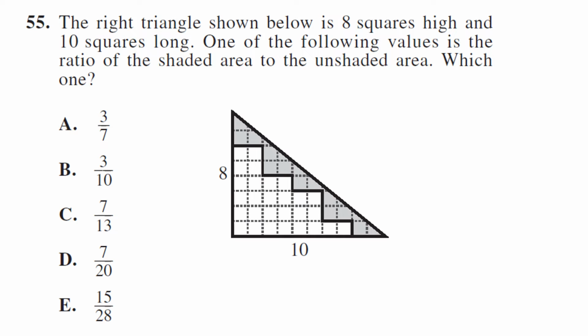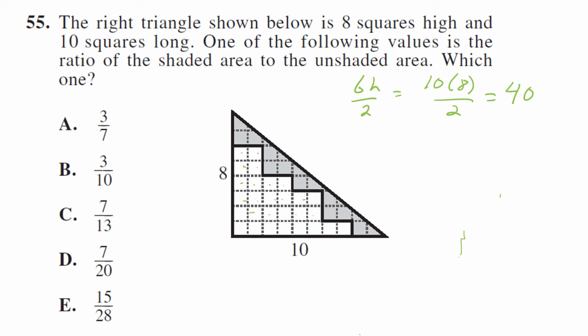The right triangle shown below is 8 squares high and 10 squares long. One of the following values is the ratio of the shaded area to the unshaded area. Okay, so let's go to the unshaded area first. We're going to count these squares. So you count them and you should get 28. So 28 are unshaded. So base times height divided by 2 equals, our base is 10 and our height is 8, divided by 2. That means our total area is 40.